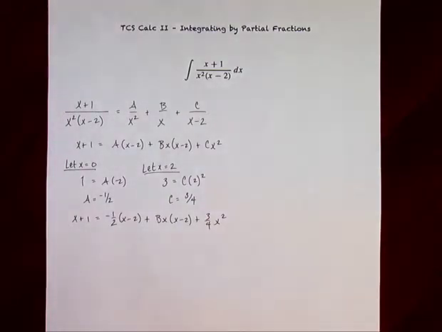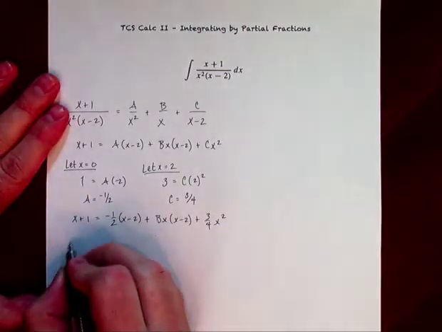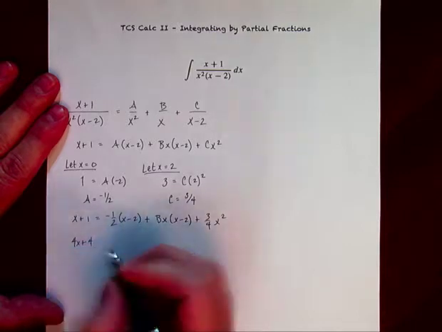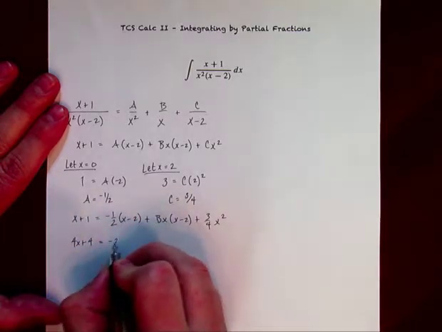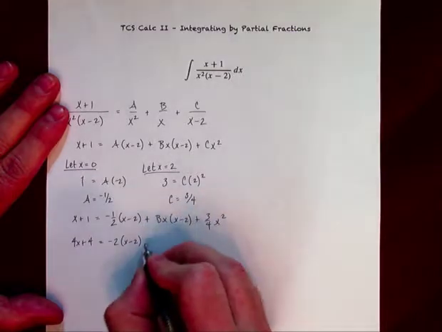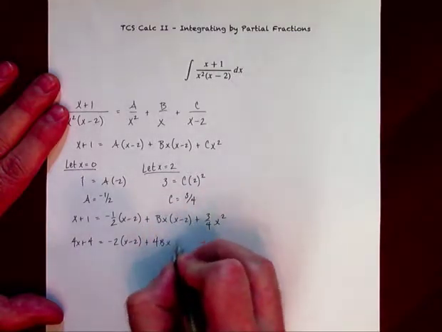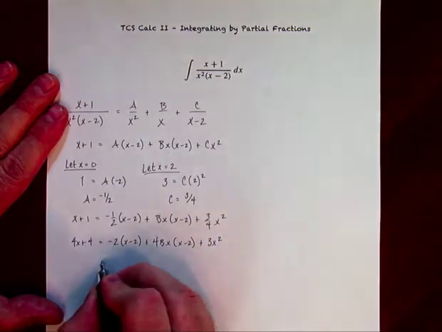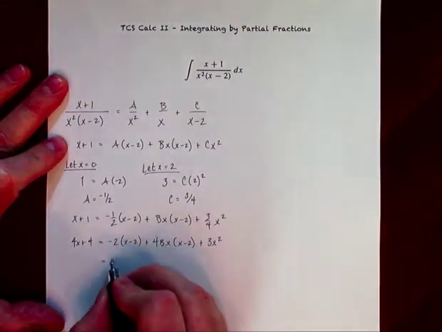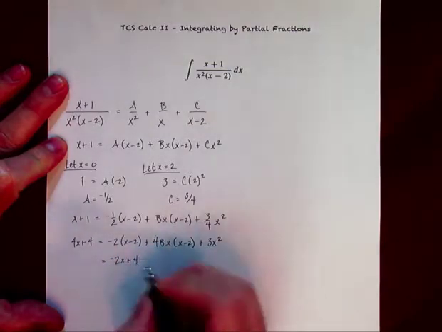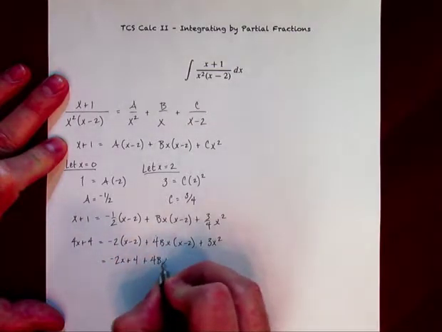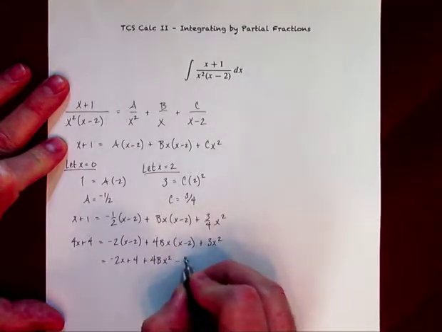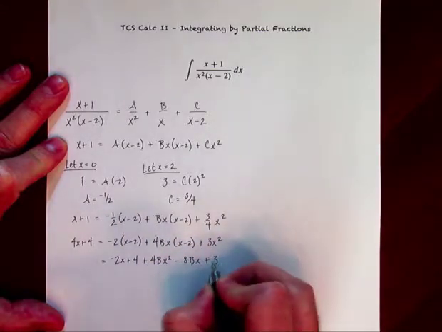Now, you need to be able to work with fractions, but as I've always said, if you don't have to, why would you want to? So let's go ahead and multiply this bad boy through by 4, and we're going to get 4x plus 4 is equal to negative 2 times x minus 2, plus 4bx times x minus 2, plus 3x squared. Let's go ahead and expand all this out and see what we get. We're going to get negative 2x plus 4 plus 4bx squared minus 8bx plus 3x squared.